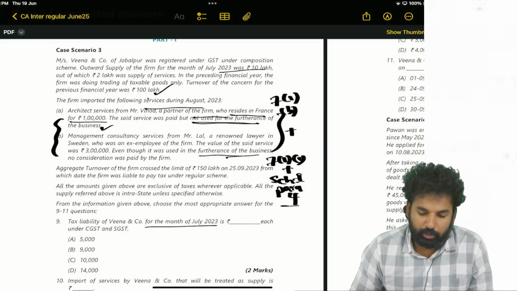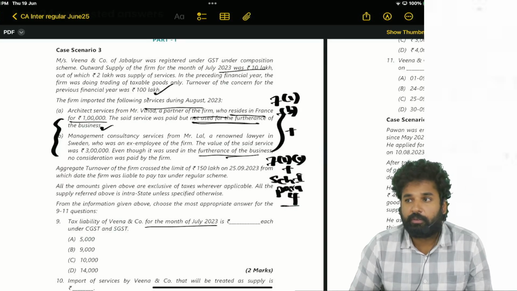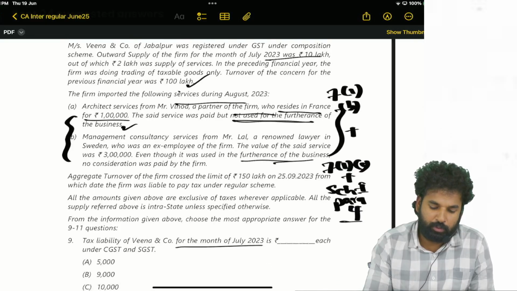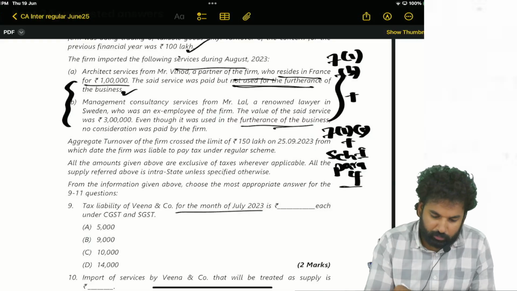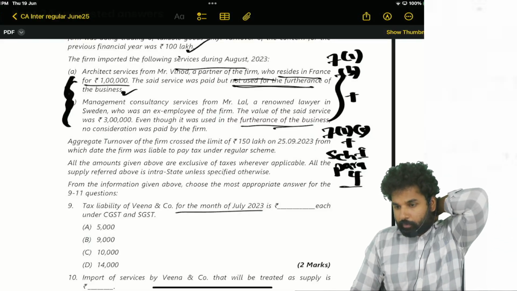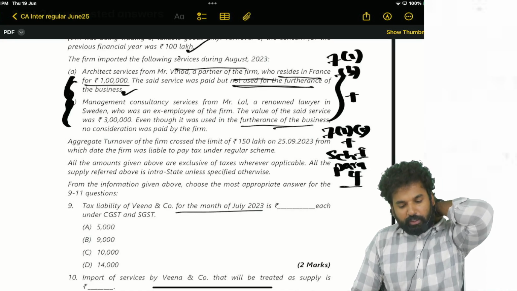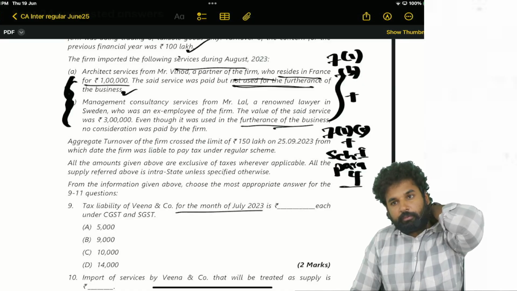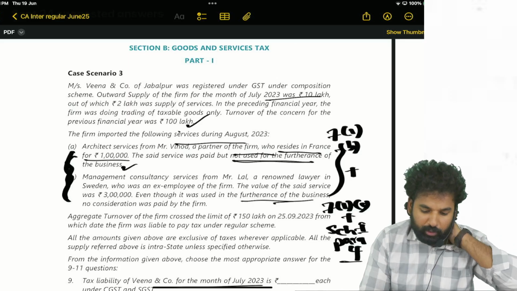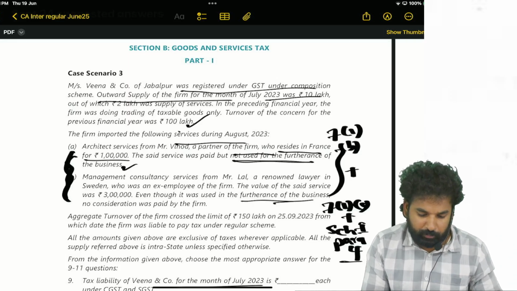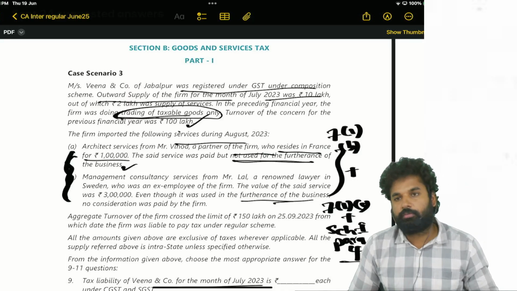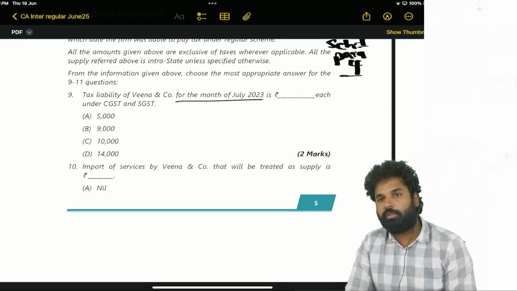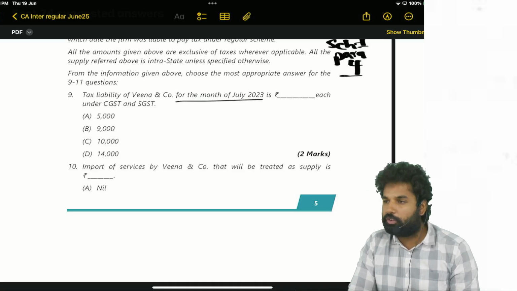In July month she supplied what? Total 10 lakhs, out of which 2 lakhs was supply of services. These two, A and B points, are inward. Outward is only 10 lakhs. On the 10 lakhs, what is the amount of GST? See, registered under composition, outward supply of the firm, trading of taxable goods. 1% means 10,000. 10,000 means 5,000 each.